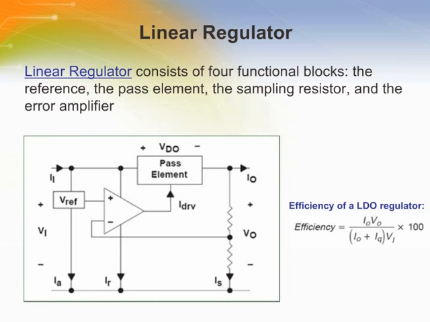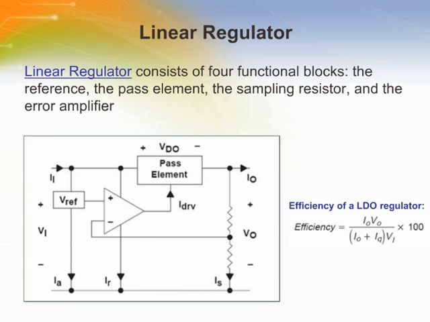The regulator circuit can be partitioned into four functional blocks: the reference, the pass element, the sampling resistor, and the error amplifier. Traditionally, the PNP bipolar transistor has been applied to low dropout applications, primarily because it easily enables a low dropout voltage. However, it has a high quiescent current and low efficiency, which are not ideal in applications where maximizing efficiency is a priority.